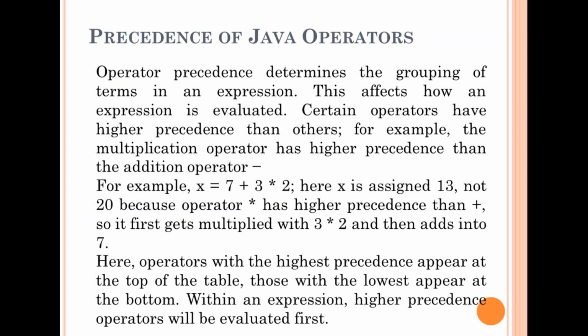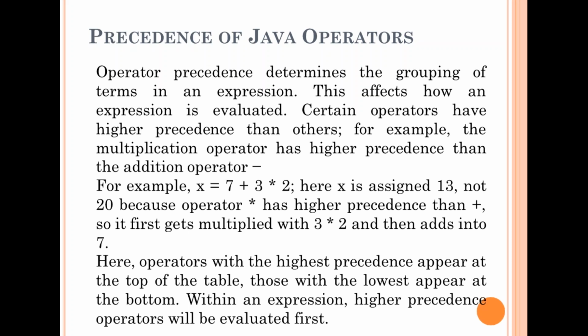Precedence of Java operators. Operator precedence determines the grouping of terms in an expression. This affects how an expression is evaluated. Certain operators have higher precedence than others. For example, the multiplication operator has higher precedence than the addition operator. For example, x equal to 7 plus 3 multiply 2. Here x is assigned 13, not 20, because operator multiply has higher precedence than addition plus. So it first gets multiplied, 3 into 2, that's 6, and adds into 7.